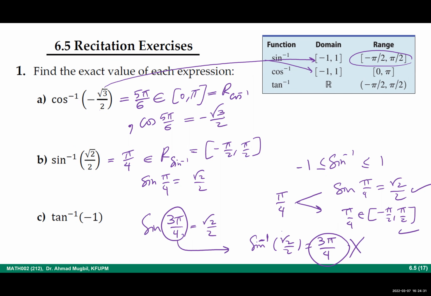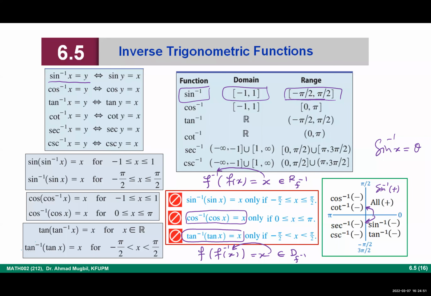It cannot be a value for sine inverse, because all the values of sine inverse are what? They are between negative pi over 2 and pi over 2. 3 pi over 4 is greater than pi over 2. It is in the second quadrant. And this should remind you of what I said here. Whenever the argument inside is positive, the result is an angle in the first quadrant. If what is inside sine inverse is negative, it will be in the fourth.